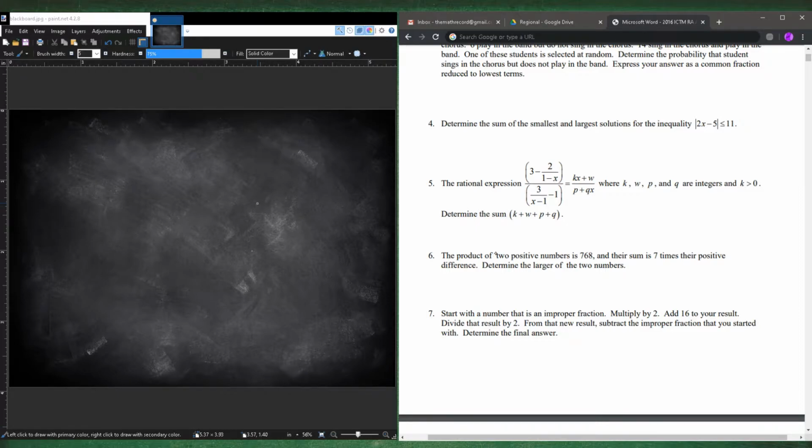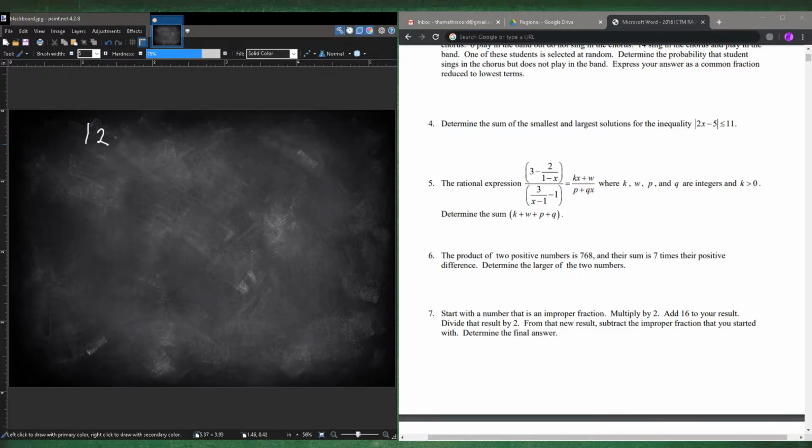Determine the sum of the smallest and largest solutions for the inequality: the absolute value of 2x minus 5 is less than or equal to 11. So if 2x minus 5 is positive, we just say 2x minus 5 is less than or equal to 11. But if 2x minus 5 is negative, we've got to multiply by -1. So it'll be negative 2x, -1 times -5 is plus 5, is less than or equal to 11. So then 2x is less than or equal to 16, and x is less than or equal to 8.